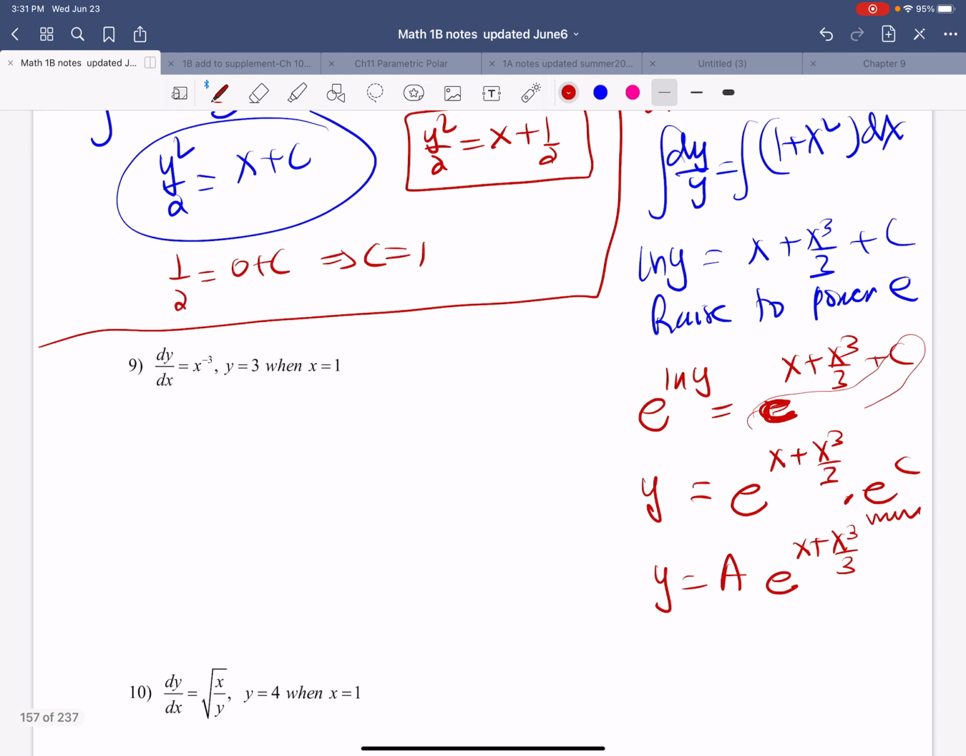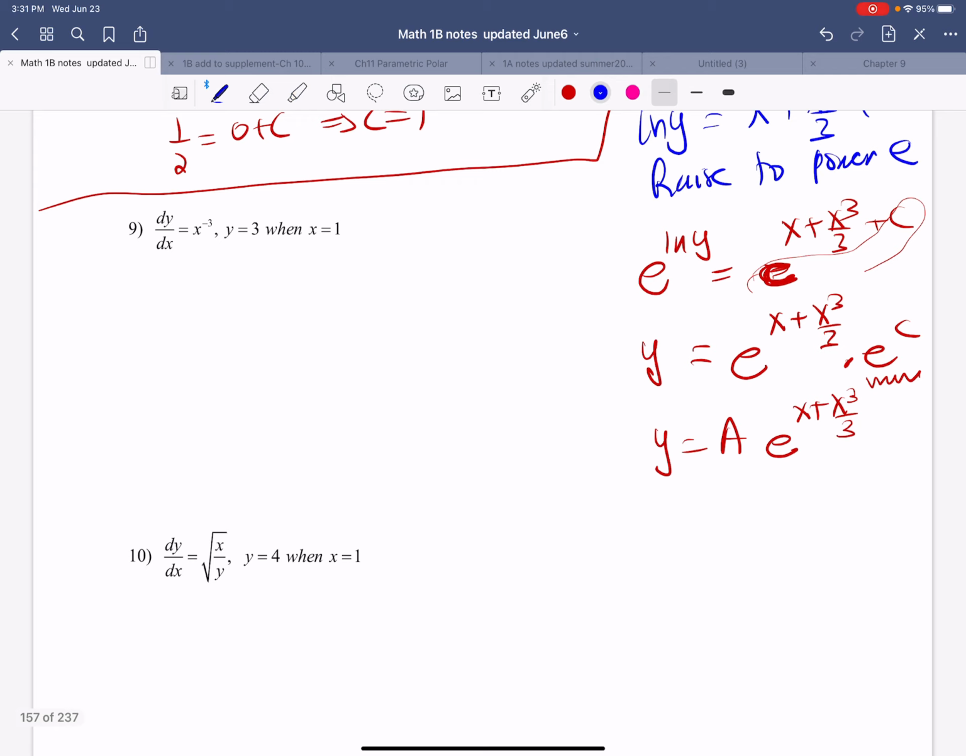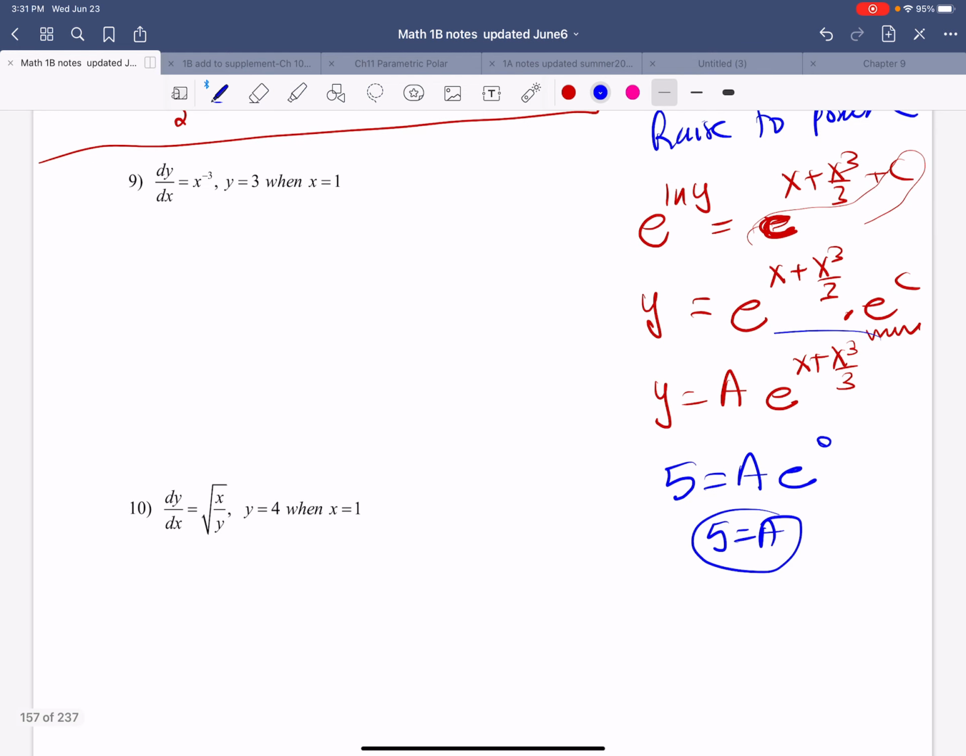All right, now it's time to plug in our initial condition. We're given that when x is 0, y is 5. So I'm going to plug in this initial condition. When x is 0, y is 5. 5 is equal to a, e to the power 0. So 5 is equal to a. My constant turns out to be 5.